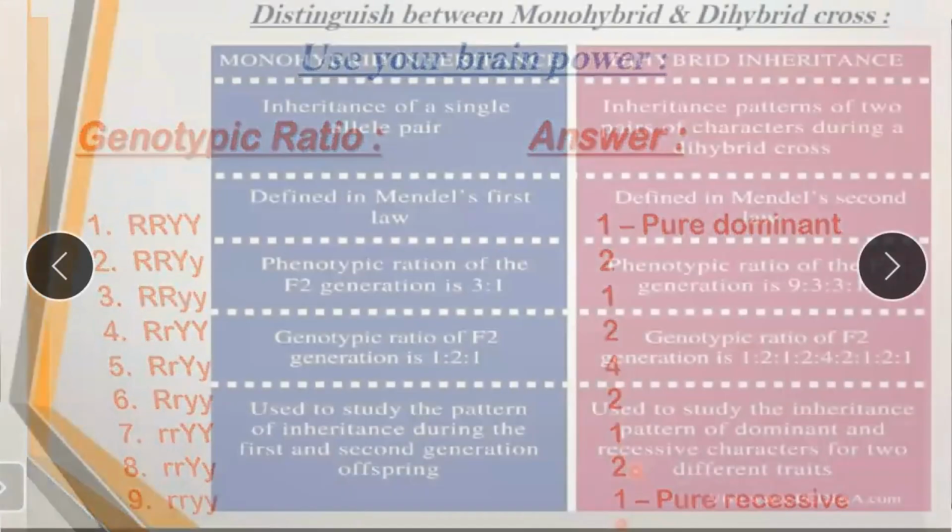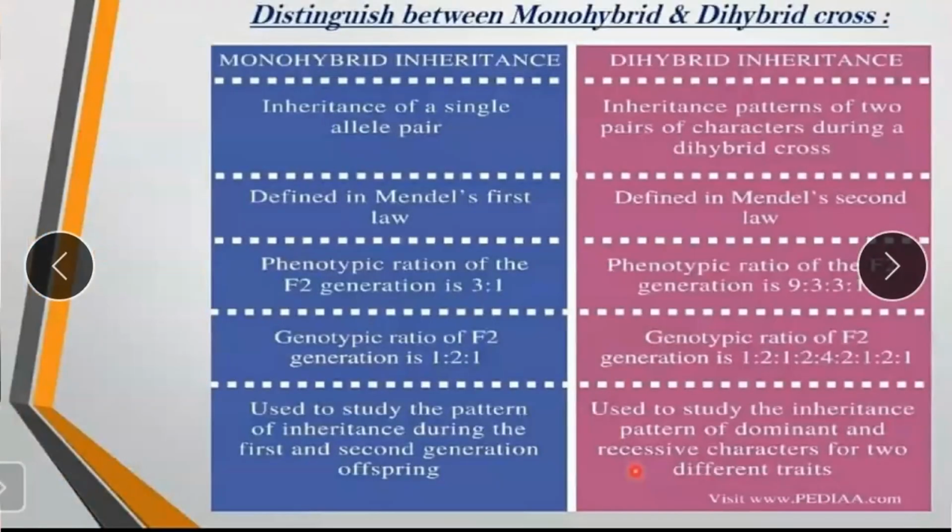You have to take a screenshot of this distinction between monohybrid and dihybrid cross. In exams, it can be asked: differentiate between monohybrid and dihybrid cross. So in this way, you can differentiate both crosses. Okay. One time I can repeat this. What is monohybrid inheritance? Inheritance of a single allele pair. Dihybrid inheritance is an inheritance pattern of two pairs of characters during a dihybrid cross.